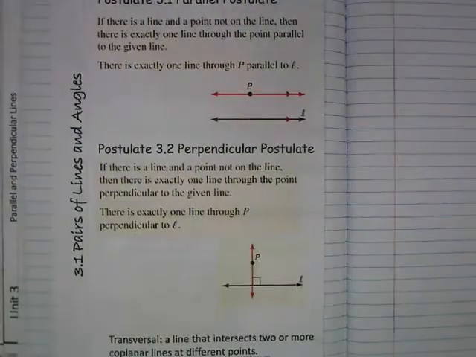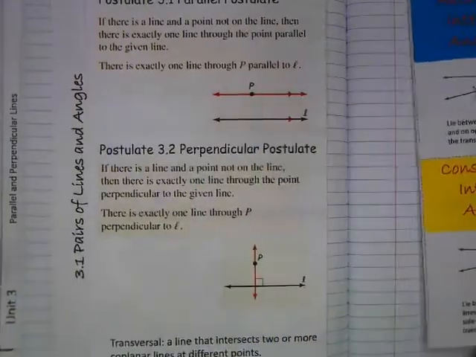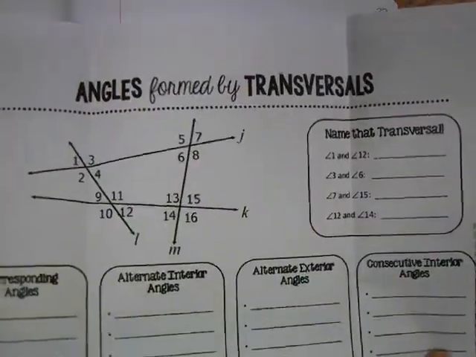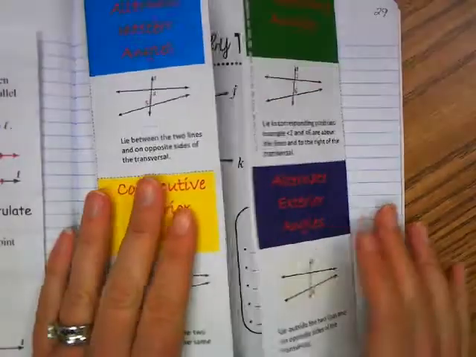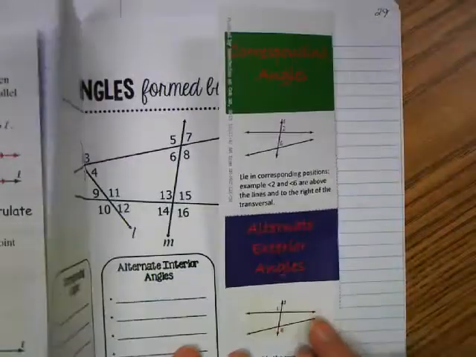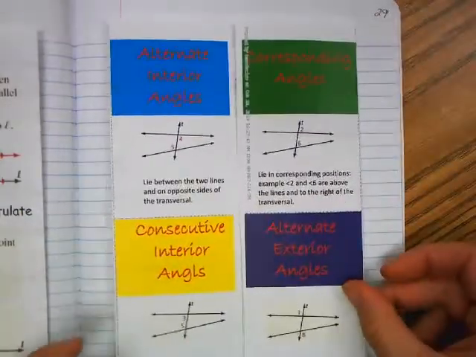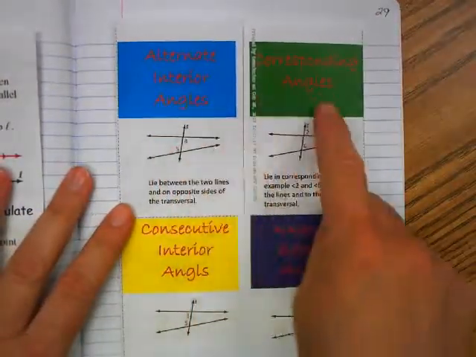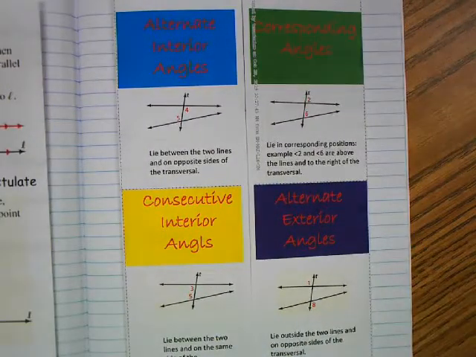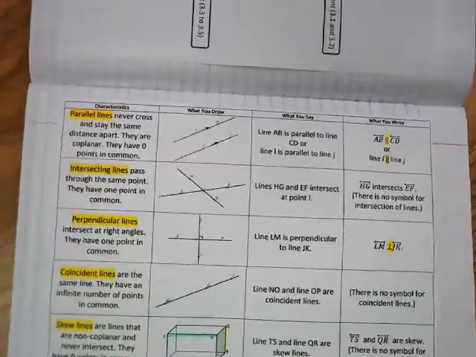And then the last page is taking a look at the types of angles formed by transversals. So page 29, you want to take your paper and fold it on the dashed lines. Again, look for those dashed lines. You'll see that there are 4 different types of angles that are formed by transversals. And if you need to know what a transversal is, again, look on page 27.